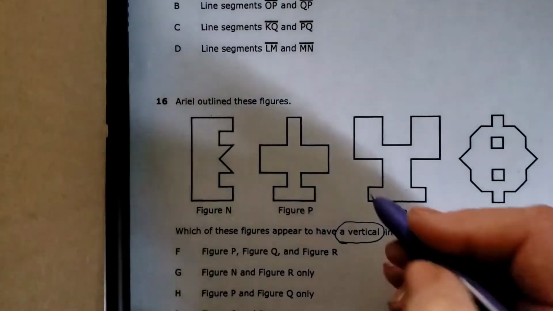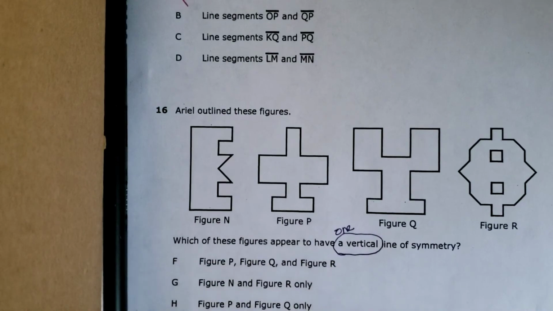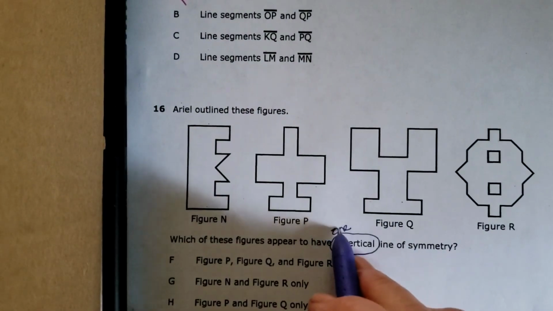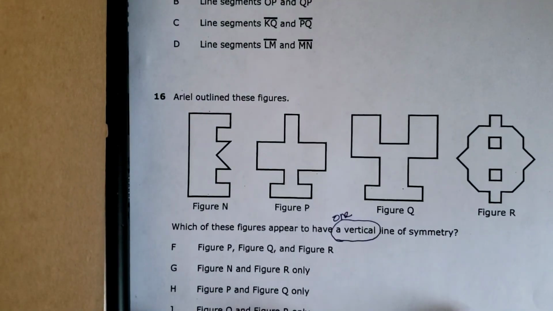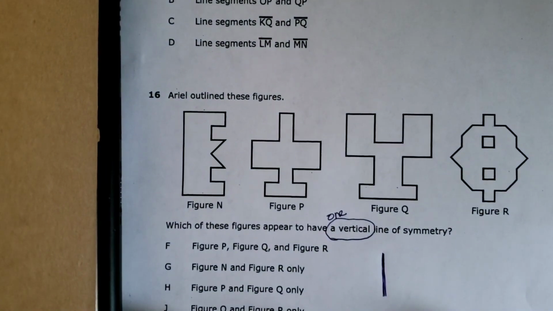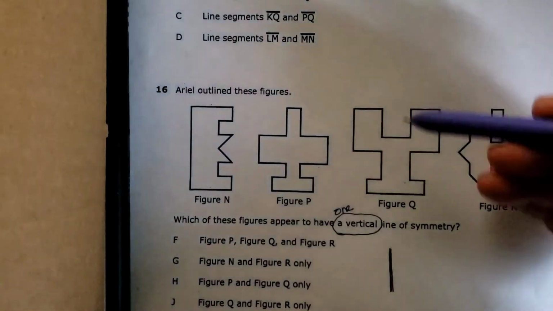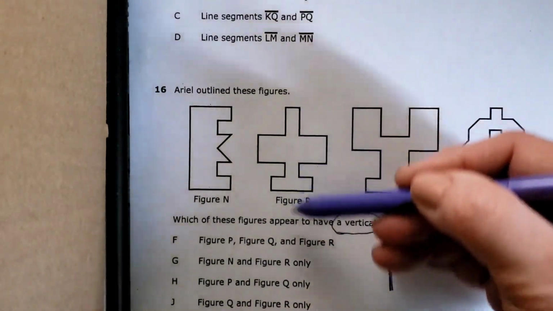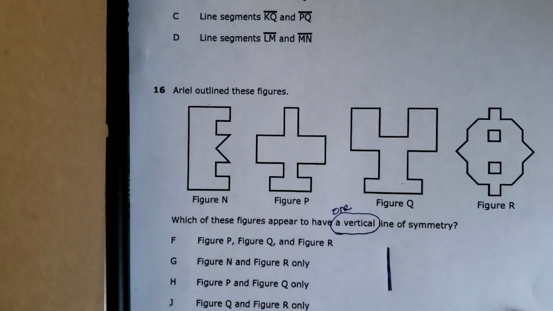A means 1. A. Give me a pencil. That means I want 1 pencil. So which ones have 1 vertical line? Uh-oh. Vertical. What does vertical mean? If you stand vertical, you are standing straight up and down. Okay? So keep that in mind. Which one of these, or how many figures, have a line of symmetry that would be vertical? All right, and with that, you should be able to figure that one out.